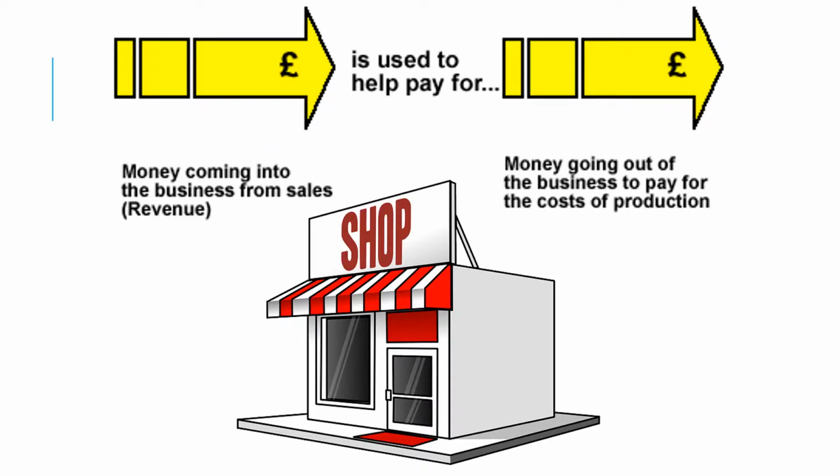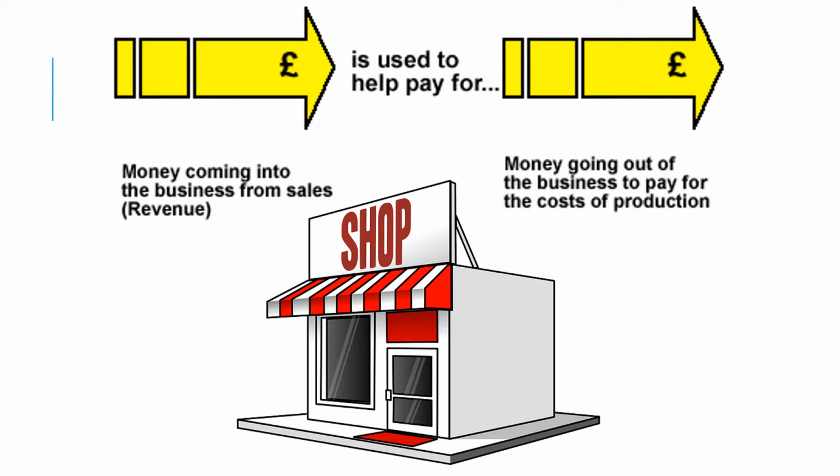Let's start by looking at a business. Now if we think about the finances of a business, businesses receive money from customers. The money the business receives from customers we call revenue. If you picture a business that you visit, perhaps a sweet shop, something like that, all the money the business receives from its customers, it would class as revenue.